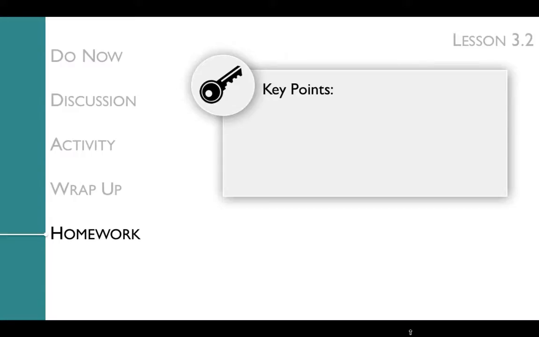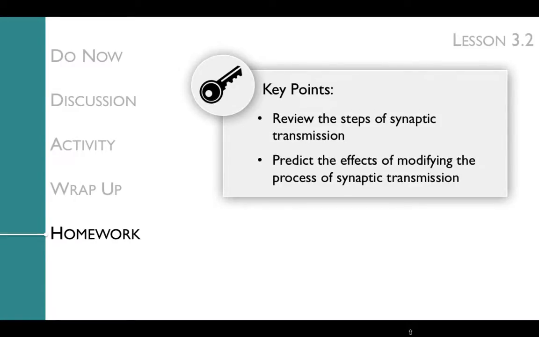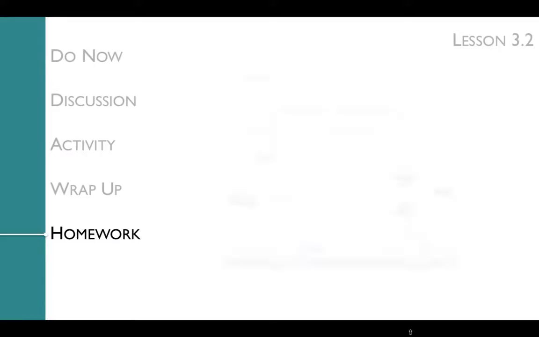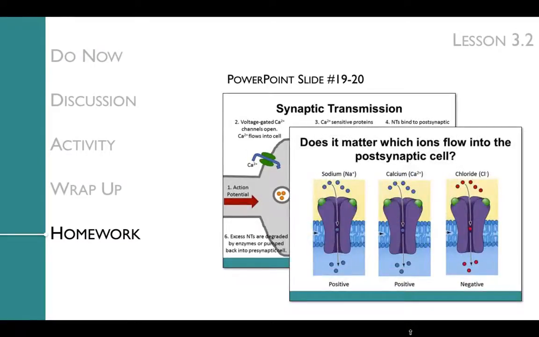The key points of the homework are to review the steps of synaptic transmission, as well as to predict the effects of modifying the process of synaptic transmission. We'll get to these key points by completing the worksheet. You'll use slides 19 and 20 to introduce the homework assignment, which has students review the steps of synaptic transmission and think about whether it matters which ion flows into the postsynaptic cell.